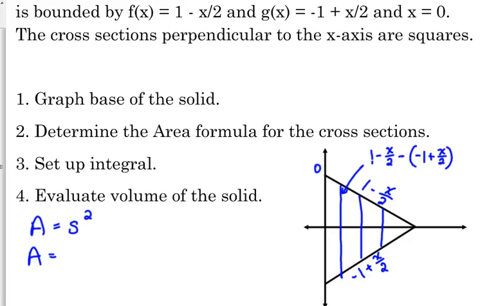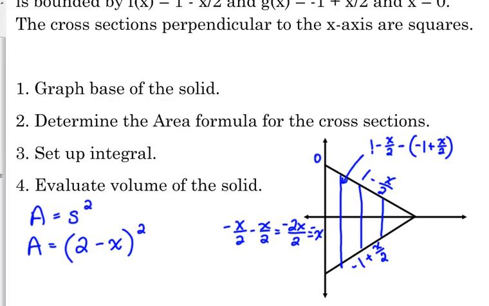So each side is going to be 1 minus negative 1, so that's 1 plus 1, that's 2. Negative x over 2 minus x over 2, well, that's negative 2x over 2, which is negative x. So the area formula for our cross sections is 2 minus x, that's the base of the square, and it's a square, so that's squared. That's the area of each cross section. You want to leave the x in there because some of them are longer than others, depending on the x-coordinate.